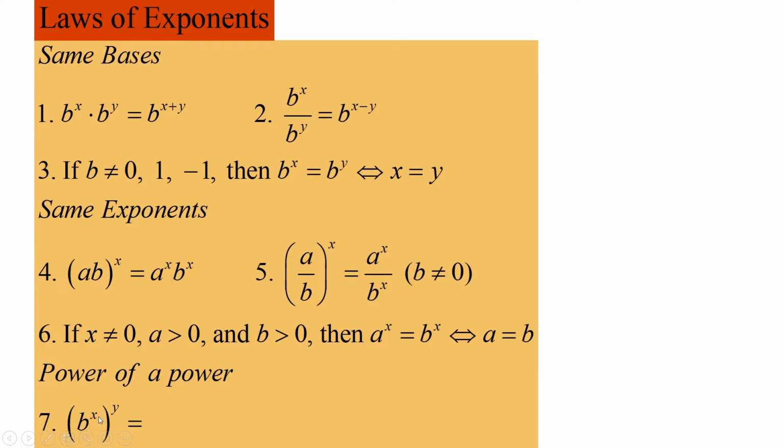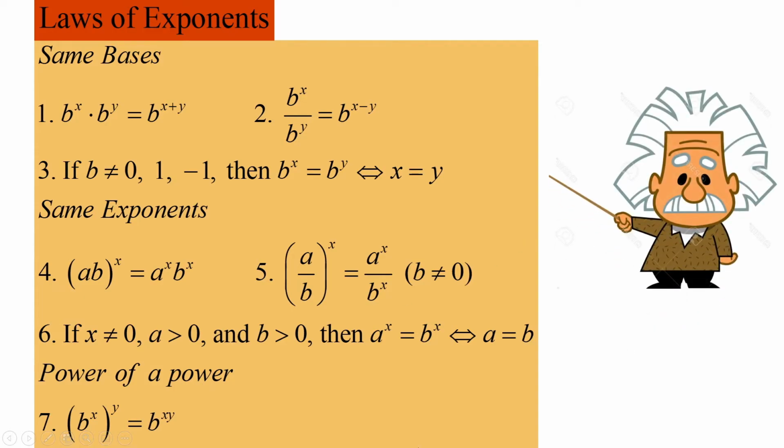And then your last rule right here, power of a power. B to the x to the y. Well, up here, b to the x times b to the y was b to the x plus y. If you have a power of a power, you just multiply those exponents together. So that becomes b to the x times y power. And those are your laws of exponents. These are critical and must be automatic for your pursuit of advanced mathematics.